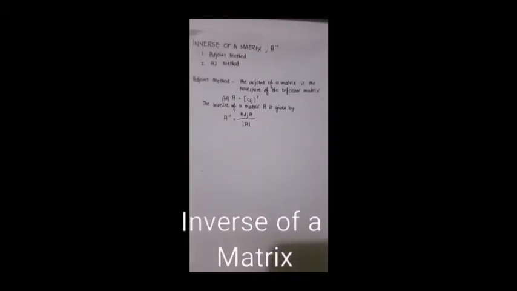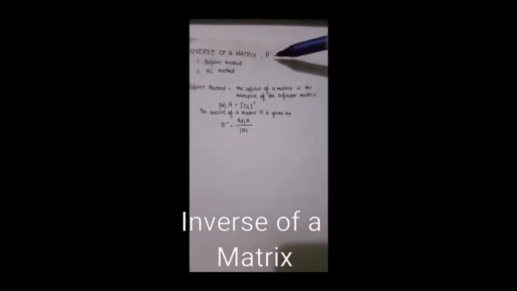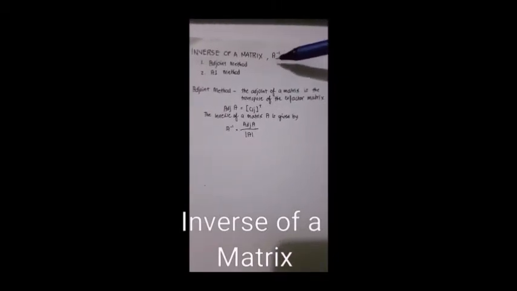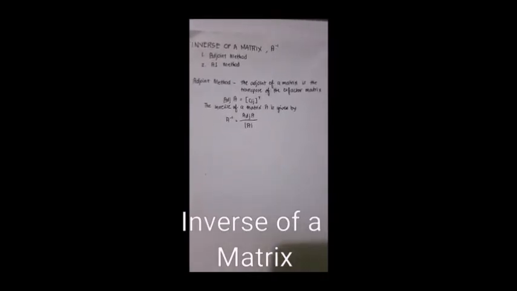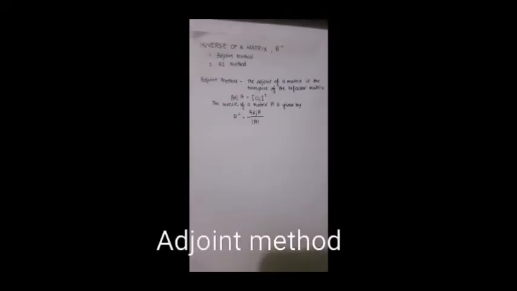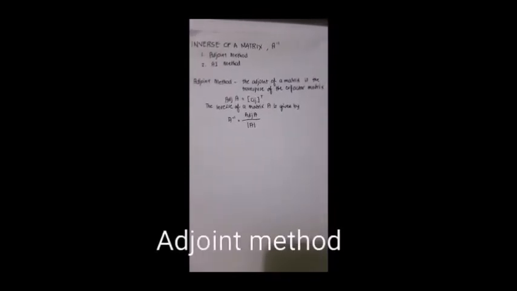So after learning about cofactor and column operations, we can now use them to get the inverse of a matrix. The inverse of a matrix is denoted by A raised to -1, assuming that the name of our matrix is A. To get the inverse of a matrix, we have two methods: first, the adjoint method, and second, the AI method.